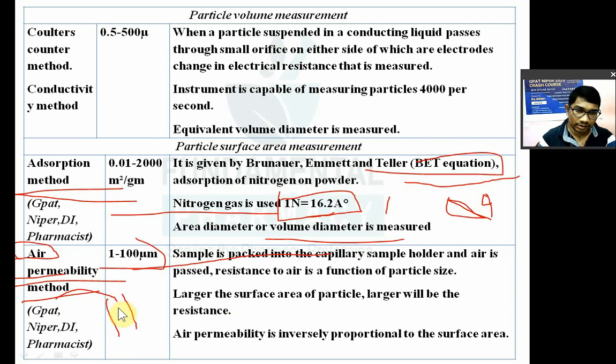Now in this you are having powder, nothing but a collection of powder particles. In between the powder particles there exists a gap that is known as a capillary. Through that capillary the air will move. Now the resistance offered to the flow of air is a function of powder particle size and surface area. Resistance to flow is a property of particle size. Larger the surface area of the particle, larger will be the resistance.